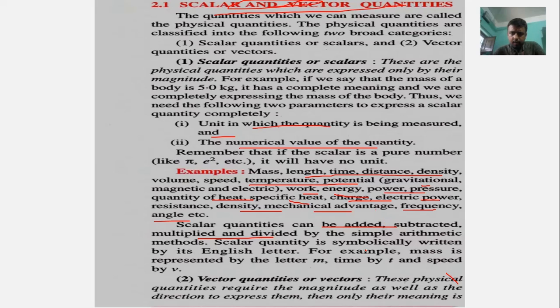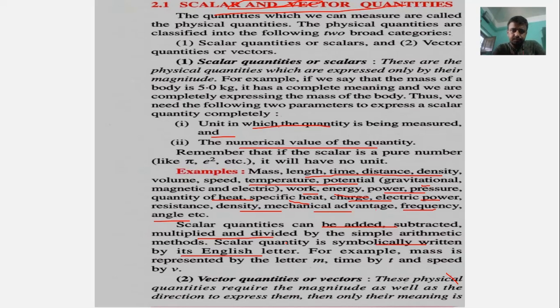फिर सिंपली स्केलर क्वांटिटी इज सिंबॉलिकली रिटन बाय इट्स इंग्लिश लेटर. Okay, we will write it symbolically in English letters. For example, mass is represented by small m, time is by small t, and speed is by v.